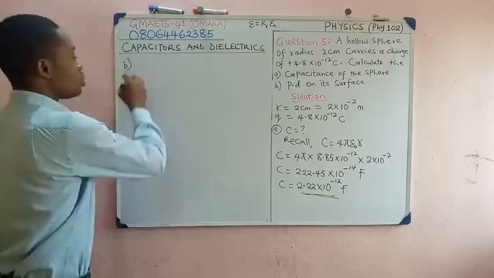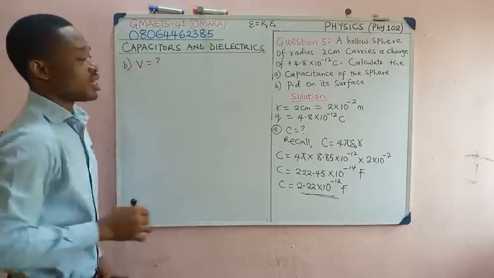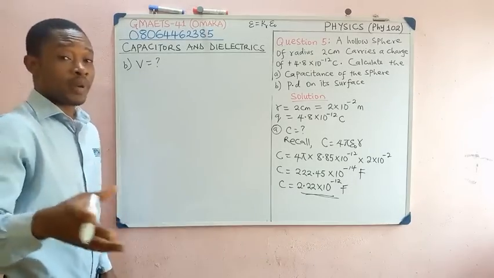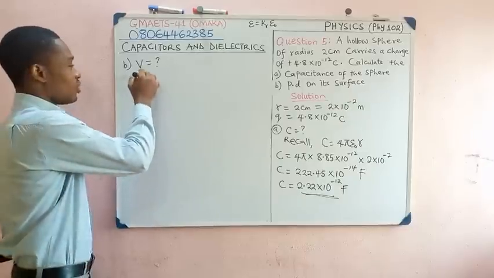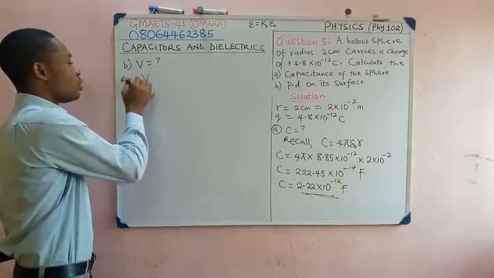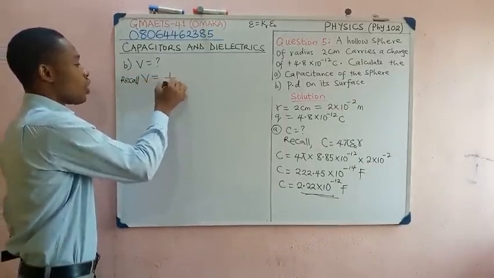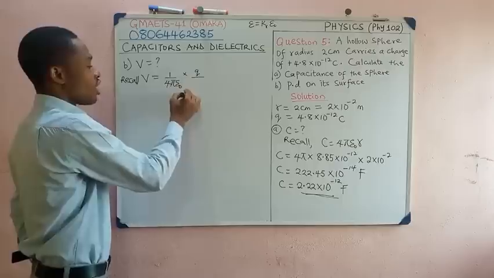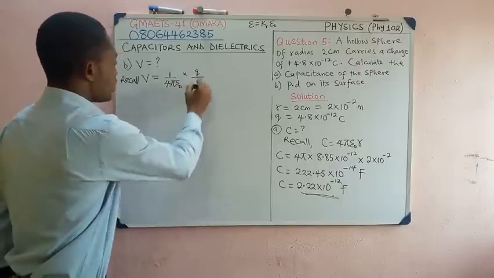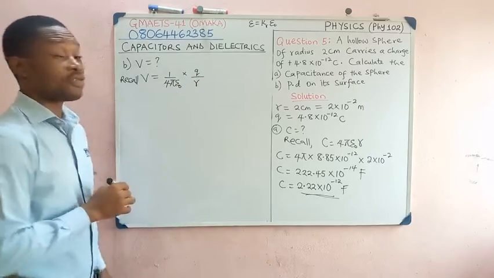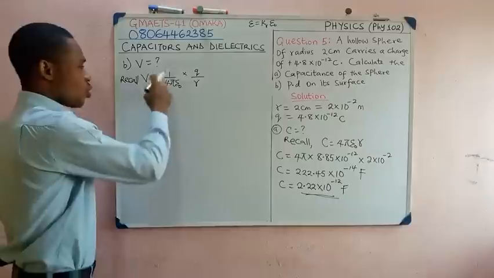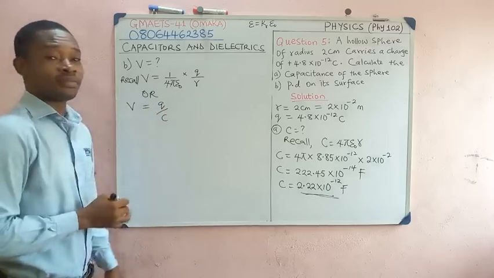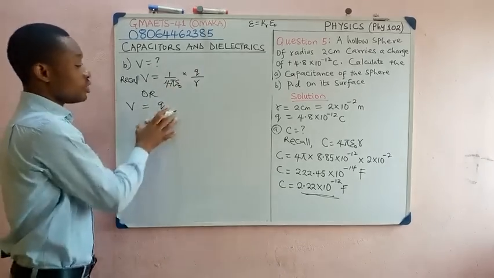Now let's look at the second part of the question. We have to calculate the potential difference on its surface. We know there's electrical potential, and the relationship between electrical potential, capacitance and charge is: recall, V is equal to 1 over 4 pi epsilon naught, which is a constant, multiplied by the charge divided by the distance, that is the radius of the sphere. Of course, this equation is still the same as writing V is equal to Q over C. Does that make sense?